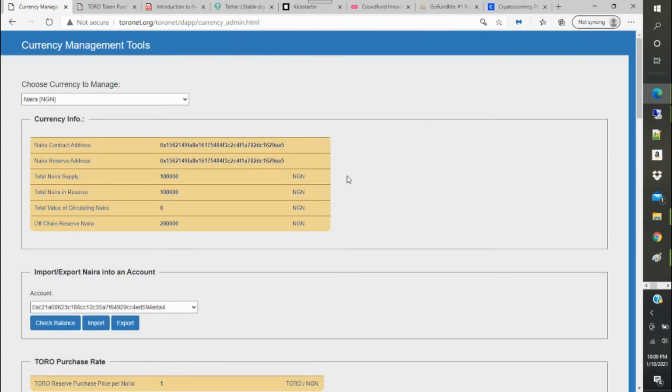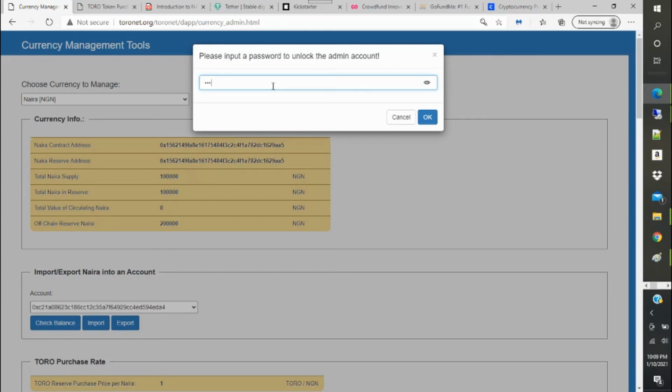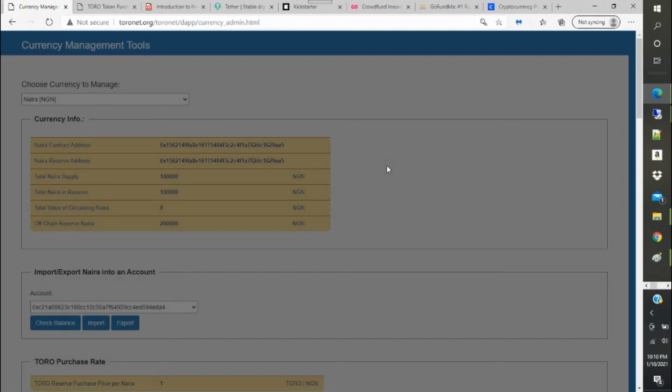I did not put in the right passphrase. Let's do that again. Okay, so in about a second more, this should be created onto the blockchain. I believe I got the password right this time. Alright, so this is done.